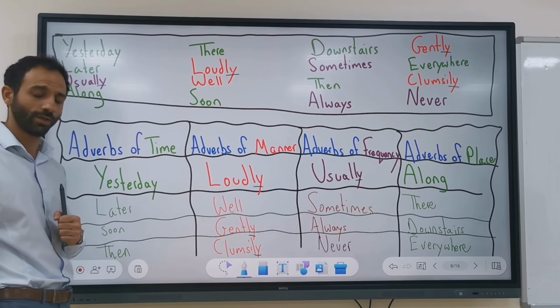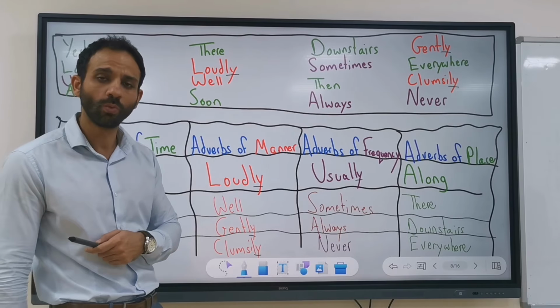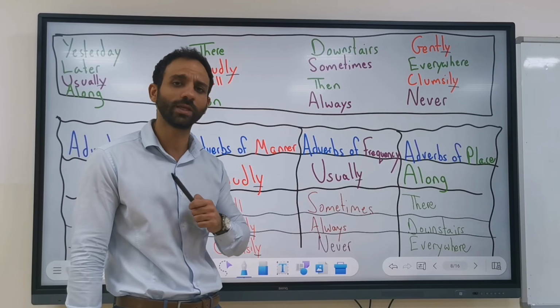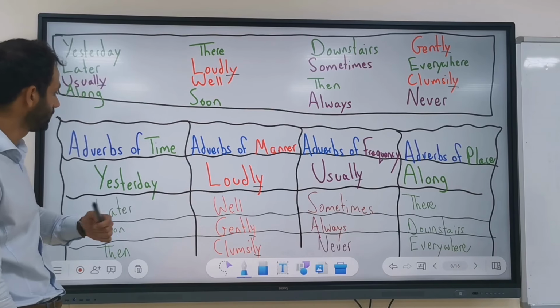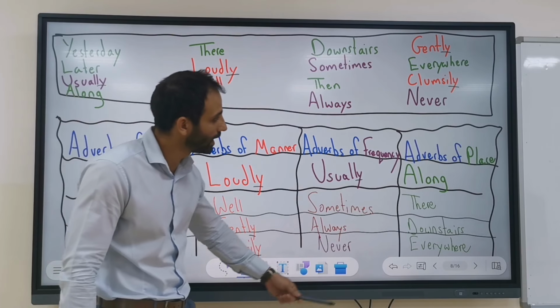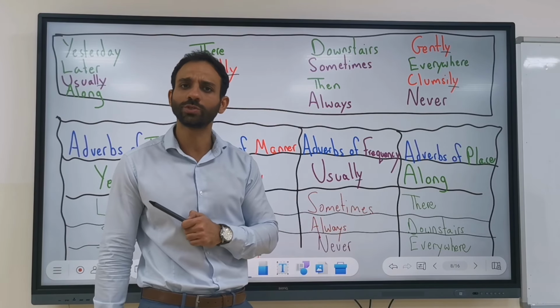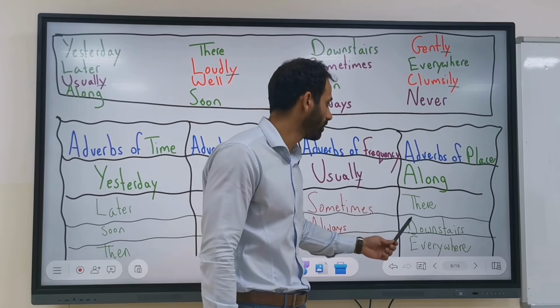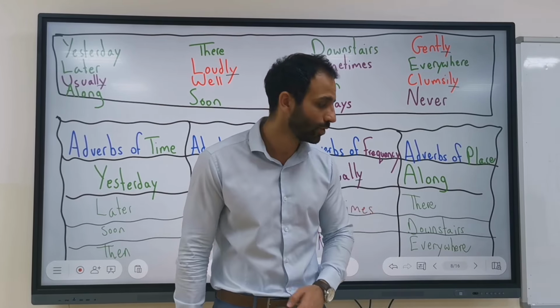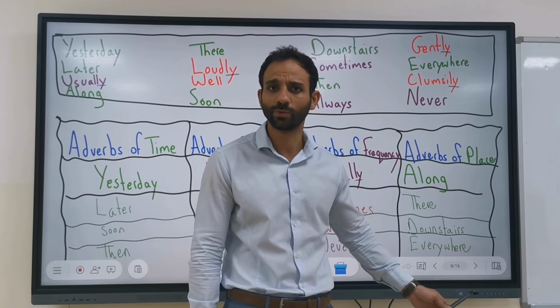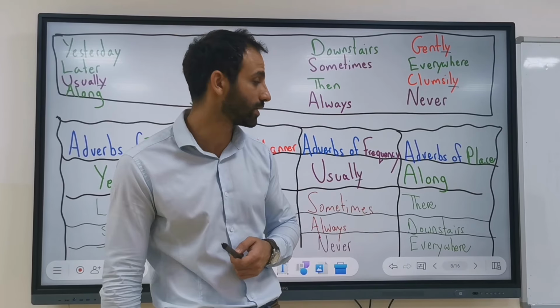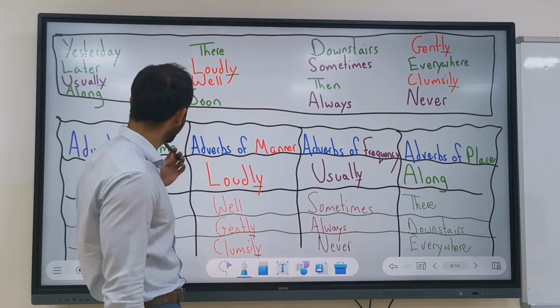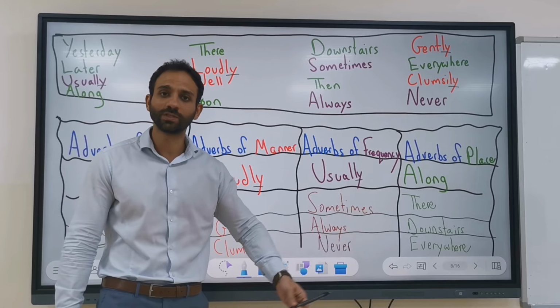Usually, these guys over here answer the question when. When is the action happening? I was walking yesterday. When were you walking? Yesterday. Same thing goes for the adverbs of place. They answer the question where. Where are you walking? Or where are you? I'm there. Where are you? Downstairs. Where is my table? Everywhere. Of course, that doesn't make sense, but for the sake of the example. Okay? Each type of adverb answers a specific question.